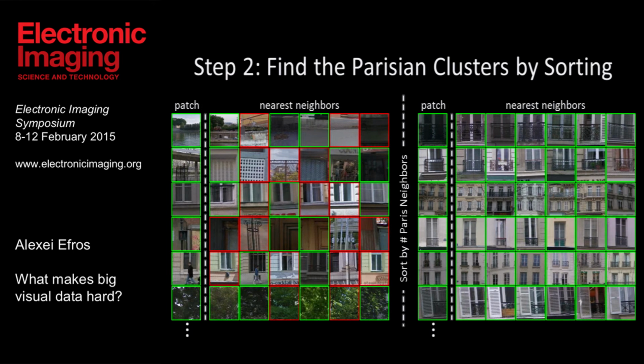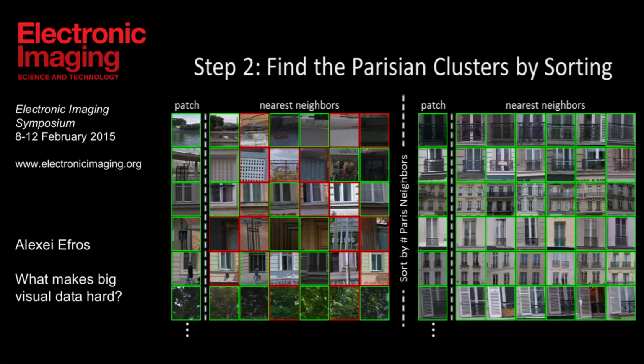One thing that happens is, of course, now the nearest neighbors are all green, so they're all basically from Paris, which is what we sorted on, so we shouldn't be surprised by that. The second thing, which is slightly more surprising, is that these nearest neighbors, these matches, are now all very visually coherent. They're actually very good matches, right? So why would this be?